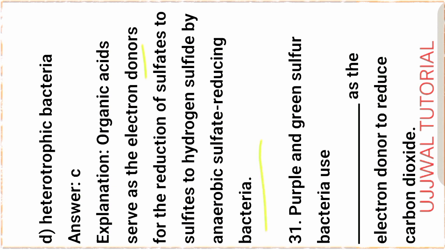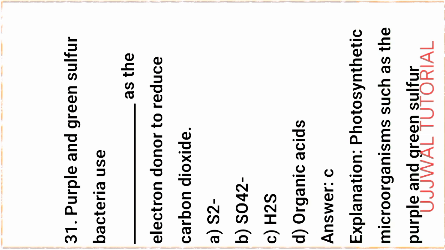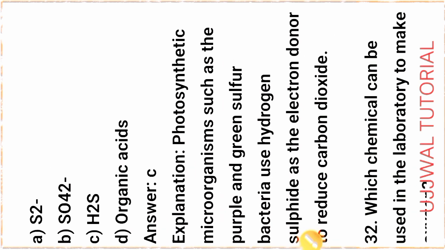Next question, question number 31. Purple and green sulfur bacteria use dash as the electron donor to reduce carbon dioxide. Answer C, H2S. Photosynthetic microorganisms such as purple and green sulfur bacteria use hydrogen sulfide as the electron donor to reduce carbon dioxide.